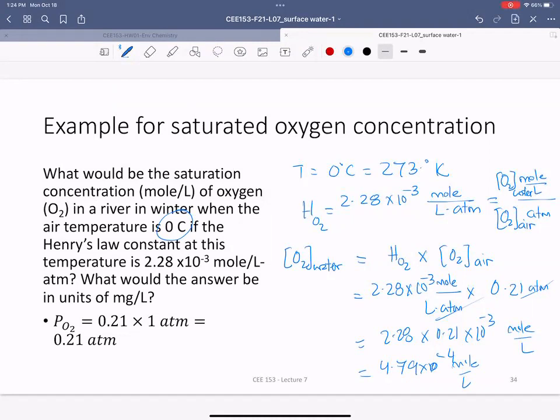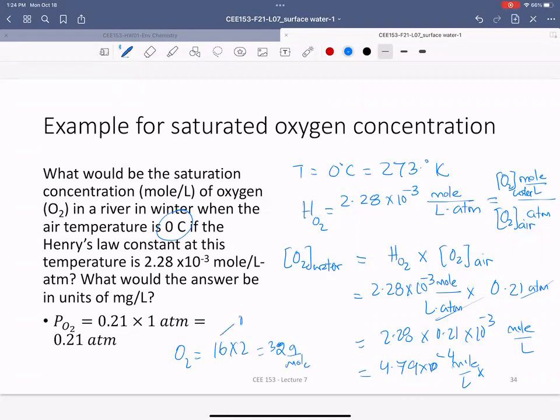So let's see how you change that. You already know from the very first class, how do you change moles to milligram? Oxygen is O2, so what's the molecular weight of oxygen gas? One oxygen is around how much? 16, right? So that's 16 grams. One oxygen, 2 oxygen, 2 times 16, so 32 gram per mole. Okay, based on molecular weight.